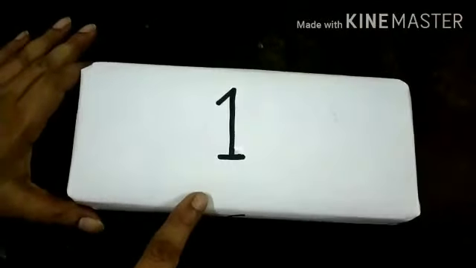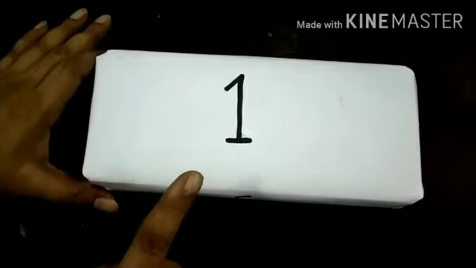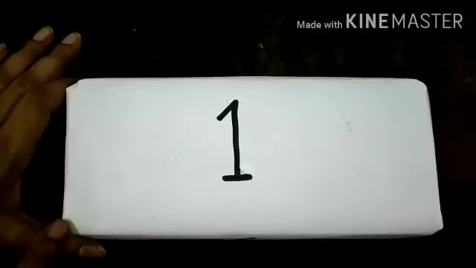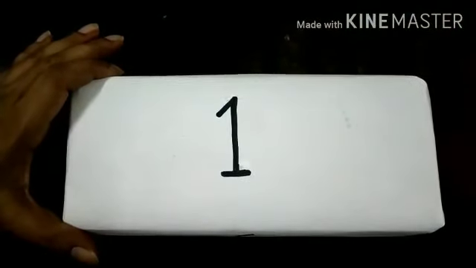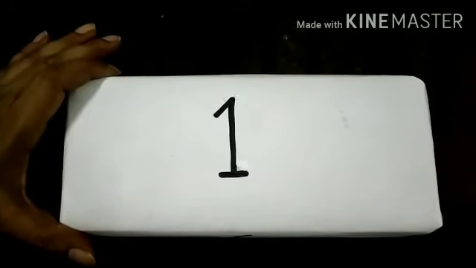Now students, we will count the corners. A cuboid has 8 corners. Corners are the points where the edges intersect. Now let us count the corners. 1, 2, 3, 4, 5, 6, 7, 8. Now students, understand, a cuboid has 6 faces, 12 edges and 8 corners.